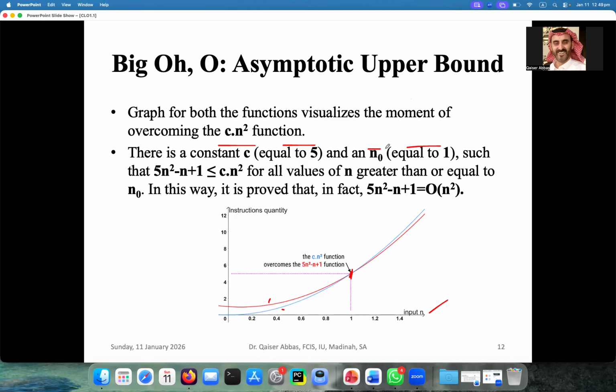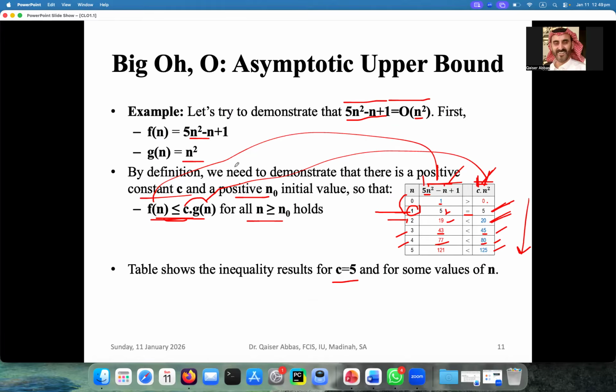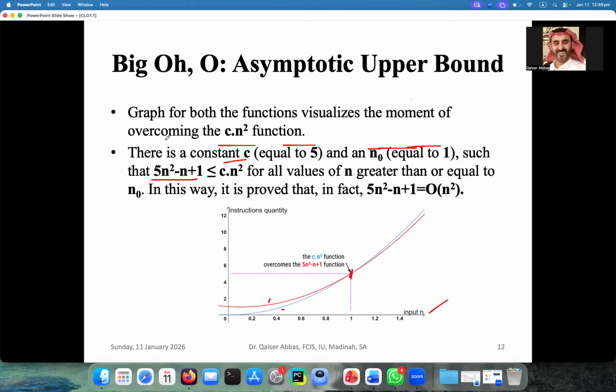So for this C and for this n0, now 5n square, which is f of n, is always less than or equal to Cn square, which is Cg of n. And n square is what? G of n. We have assumed it here. This is g of n, this is f of n from the question.